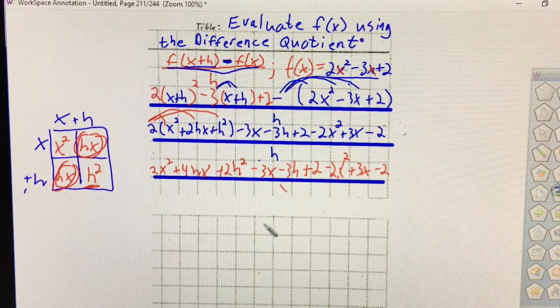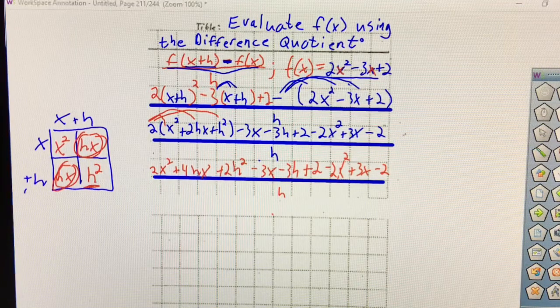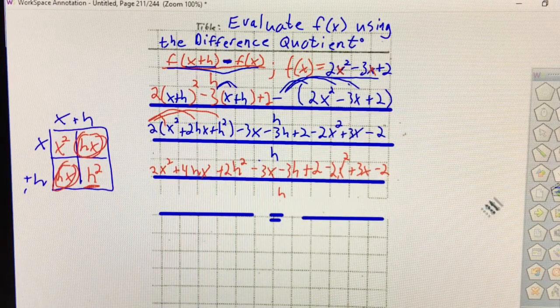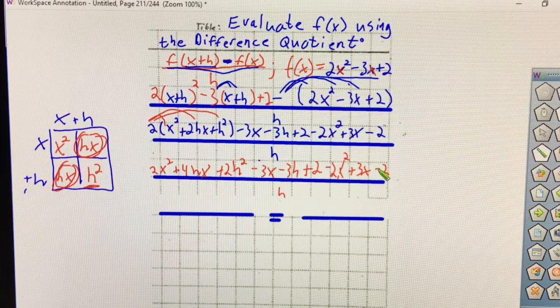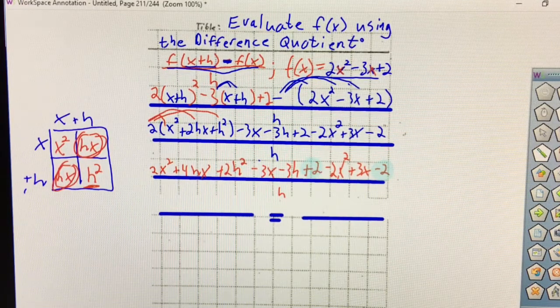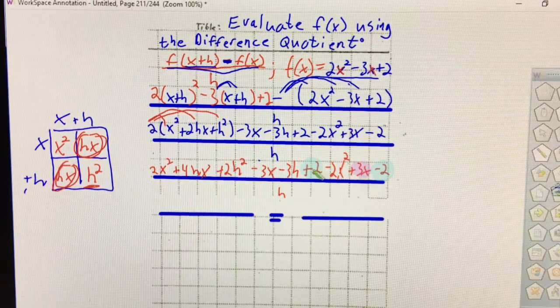And now you'll notice I can combine like terms. So when I combine like terms, I'm not going to need such a large division bar. And so I'm going to put up a medium division bar, an equal sign, and then a simplified division bar again. So let's see what happens if I start simplifying. Notice the negative 2 will simplify with the positive 2. The positive 3x will simplify with the negative 3x. And then the negative 2x squared will simplify with the positive 2x squared.